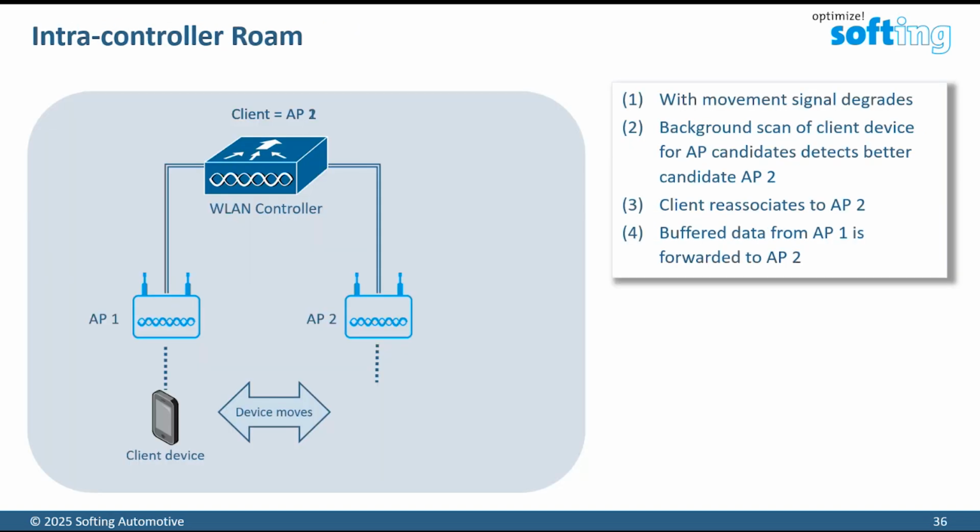You could see here a roaming event taking place. You have the VLAN controller and the client device moves to the second AP. It was first associated to AP1, then the signal degrades while it was moving. The client device does a background scan. That's very important, so that the client device has a notion of the access points that are in the surrounding. Then it detects that access point 2 has a better signal quality and better throughput, for instance, and then the client reassociates to access point 2. The buffered data from access point 1, because there could still be data sitting at access point 1 or even at the controller, is then forwarded to access point 2.